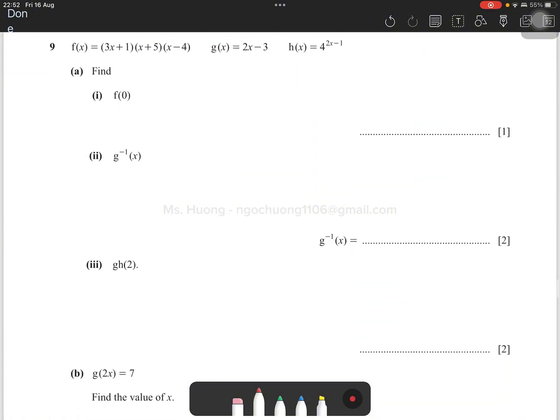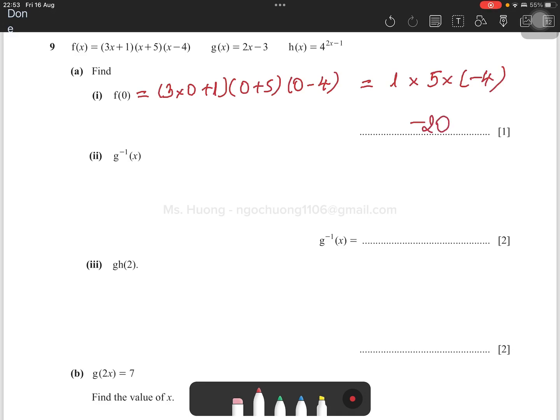Question 9. Given the three functions f of x, g of x, and h of x. A. Find f of 0. We just substitute 0 into the function: 3 times 0 plus 1, multiplied by 0 plus 5, multiplied by 0 minus 4. So it is 1 times 5 times negative 4 equals negative 20.